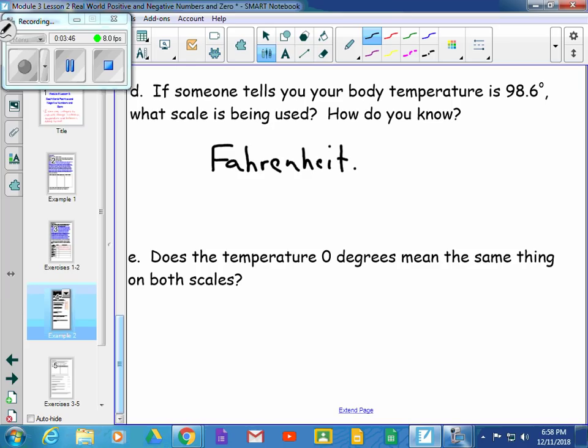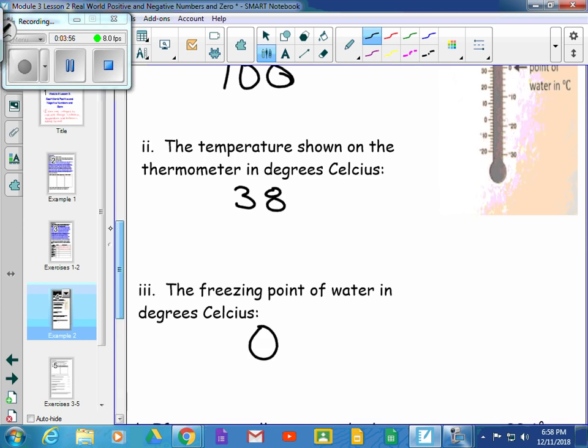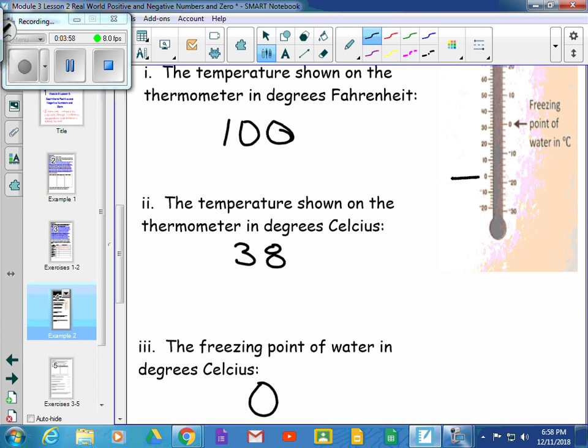And then the last question for example 2, does the temperature 0 mean the same thing in both scales? And that is a no. If it did, they would line up on both scales. And we can see that the 0 on the Fahrenheit side does not match up to 0 on the Celsius side.